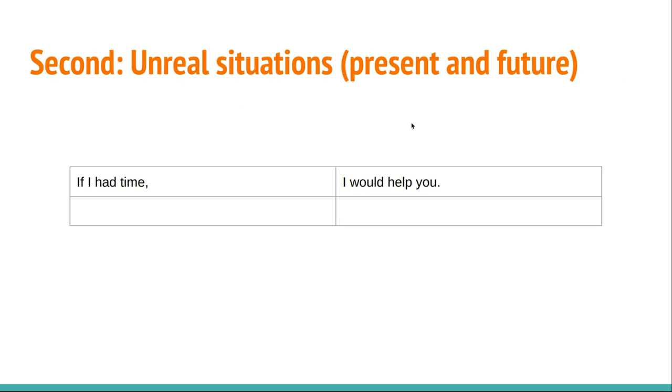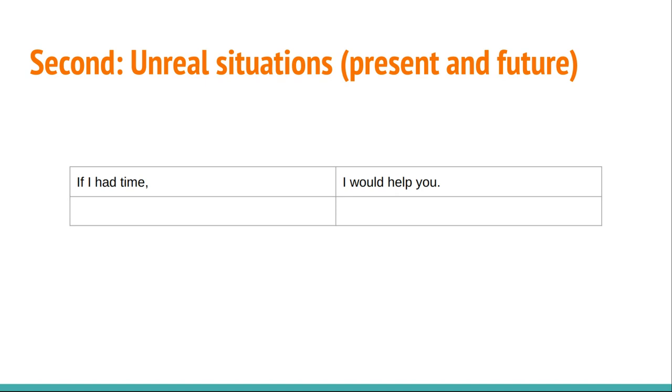Then we have the second conditional for unreal situations. If I had time, I would help you. What I want to say here is that I don't have the time. That's why I cannot help you. Okay? But if I had it, I would. What we have here is called the subjunctive. The subjunctive looks pretty much like the past tense, okay? The past tense in the indicative form, but it's not so.